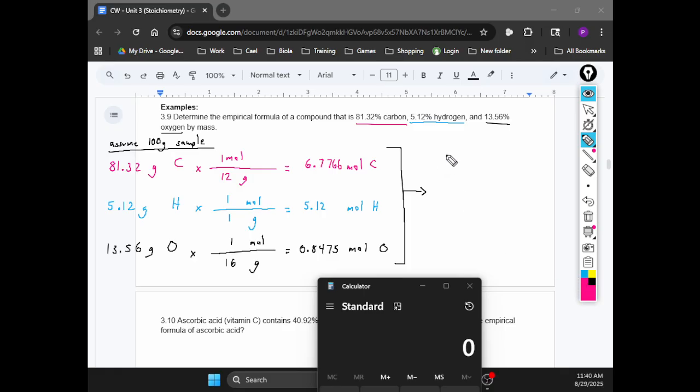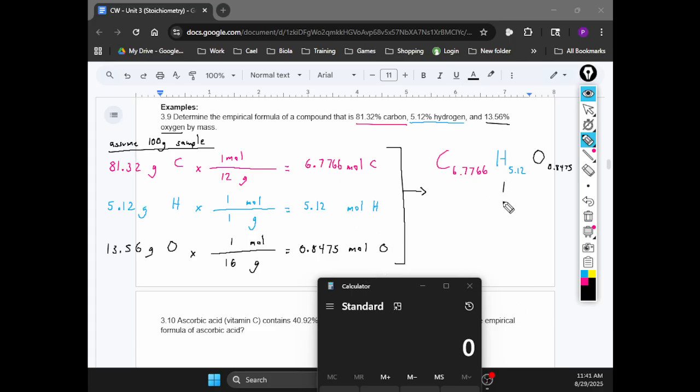So we're going to write a chemical formula. This compound is made out of C, and there are about 6.7766 moles. I know that usually we have a whole number for the subscript, but we're going to do this for now. We're going to do H 5.12 and then O 0.8475. Because what this conversion from grams to moles shows us is the ratio of moles between all of the elements in this compound.